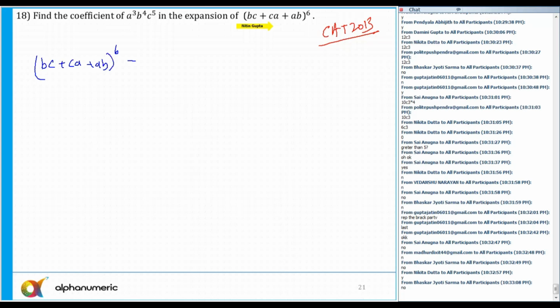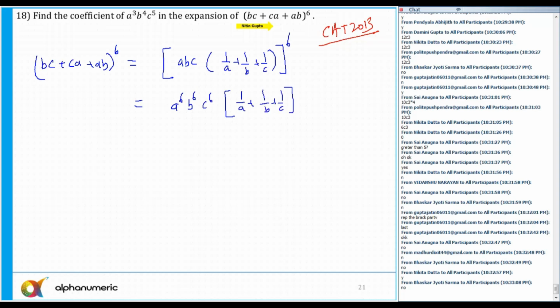So if I take out ABC as common, can I say this is ABC into 1 by A plus 1 by B plus 1 by C, raised to power 6? Yes or no? So that will be equal to A raised to power 6, B raised to power 6, C raised to power 6 into 1 by A plus 1 by B plus 1 by C raised to power 6. So I can rearrange this equation in this way. Any doubts to anyone? Please tell me. Tell the step.